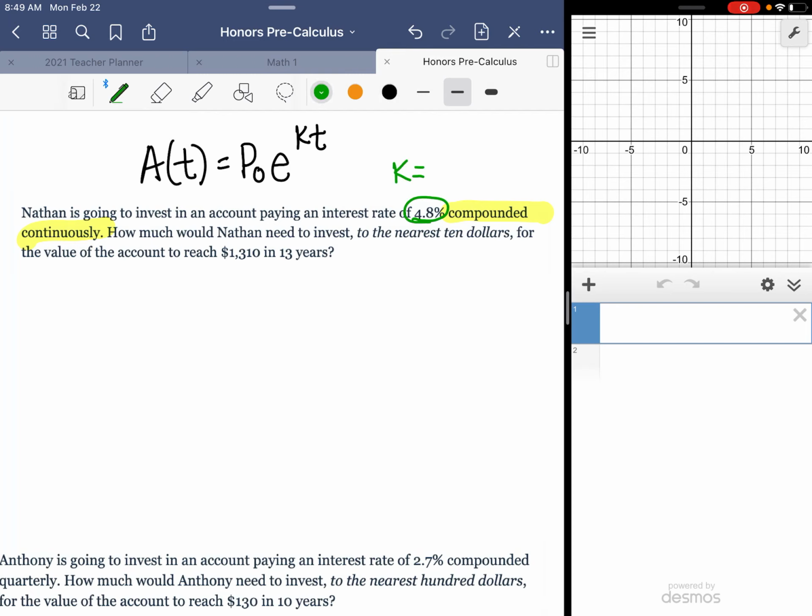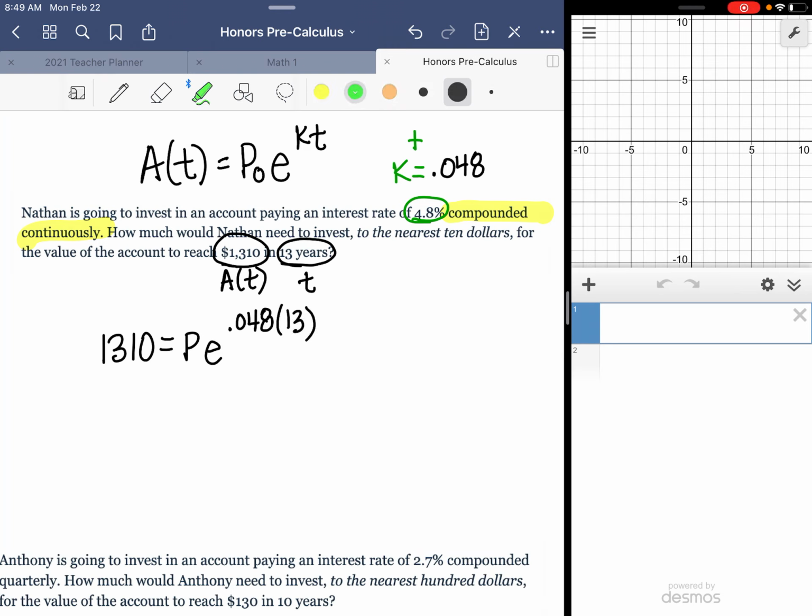Now it says that he's investing, so we're going to grow here. So this is going to be positive, and once we divide that, this is going to turn into 0.048. Then we have the amount that we want to reach, so this is my future value, and then we have our time as 13 years. We're going to plug all of that in and solve for the initial value, p sub 0. So we have 1310 equals, and we'll just leave that as p. If you want to write the 0, you can. e raised to k, which is 0.048, and my time is 13.